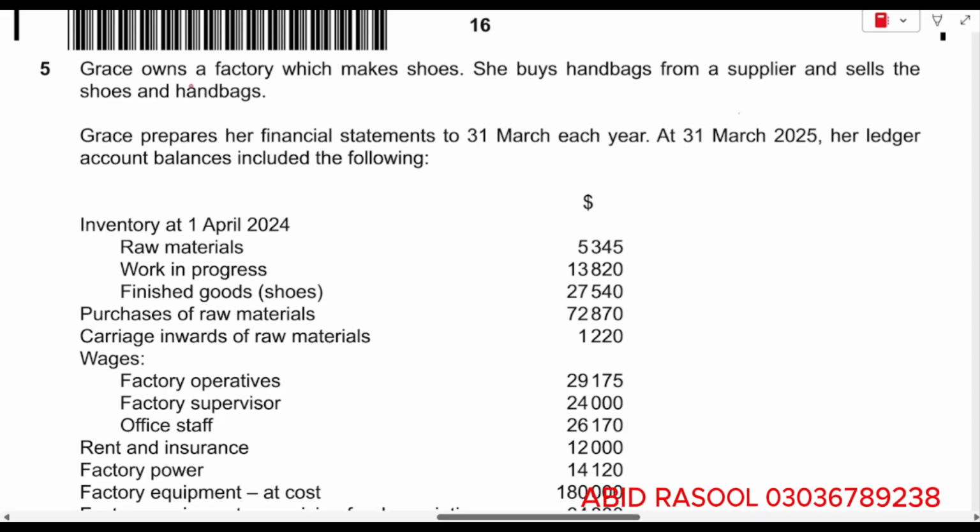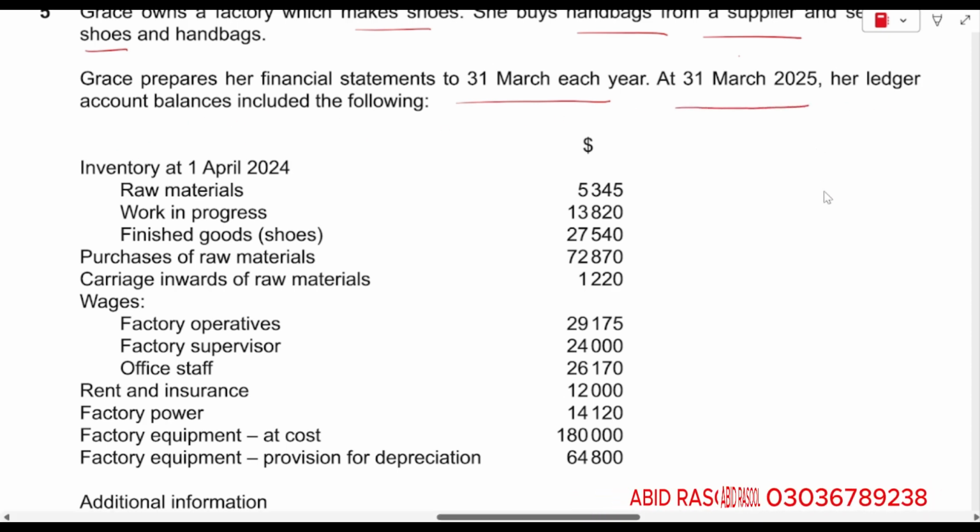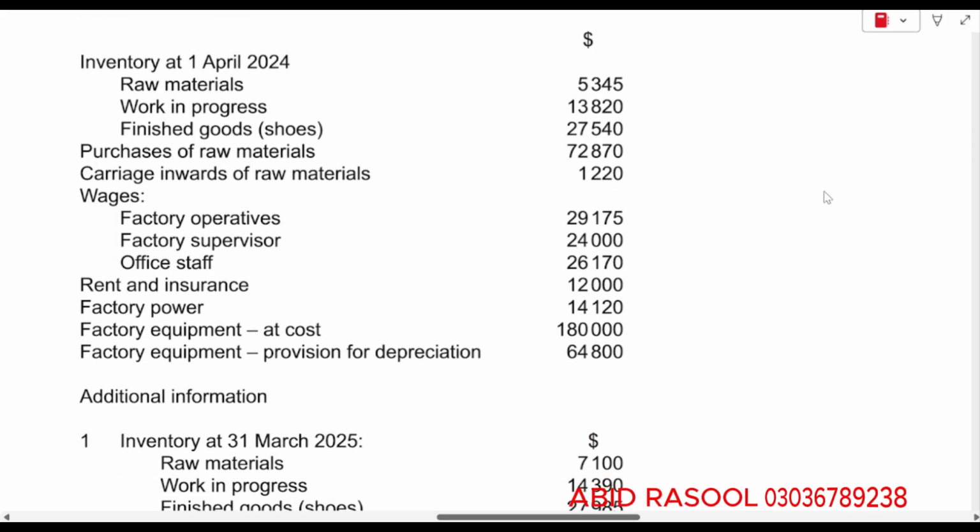Let's start. Grace owns a factory which makes shoes. She buys handbags from a supplier and sells the shoes and handbags. The factory is about making the shoes, and further, she buys handbags from a supplier and sells them. Grace prepares her financial statements to 31st March each year. At 31st March 2025, her ledger accounts showed these balances. Now we see what these balances are.